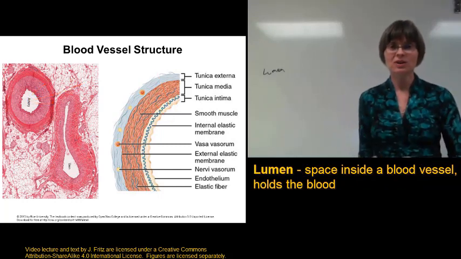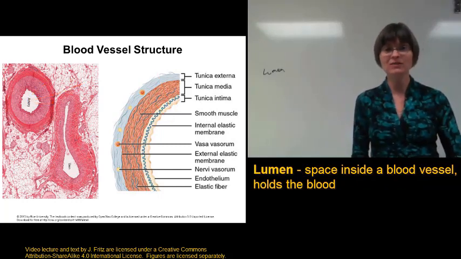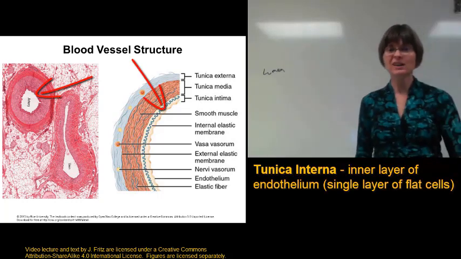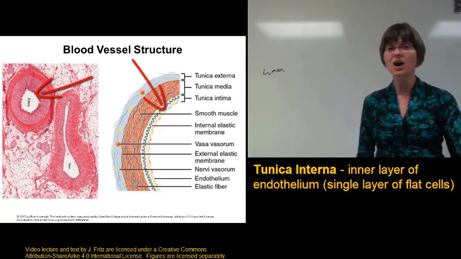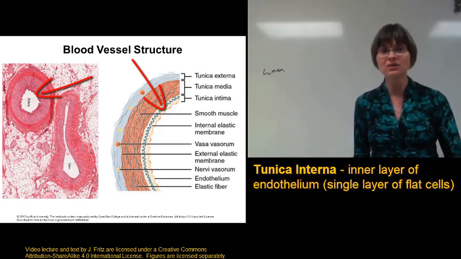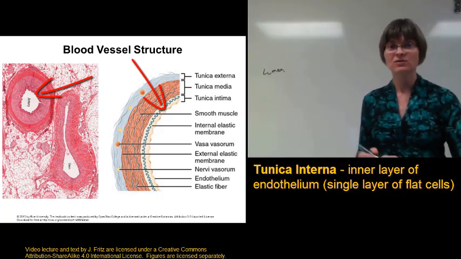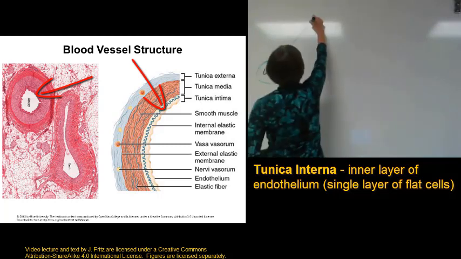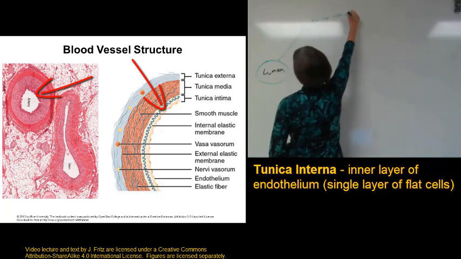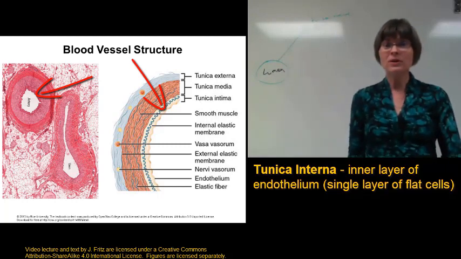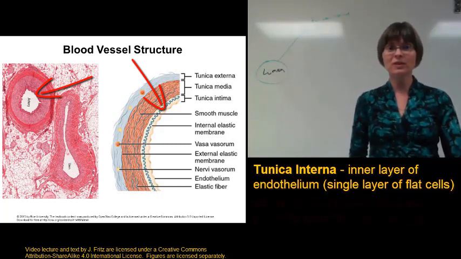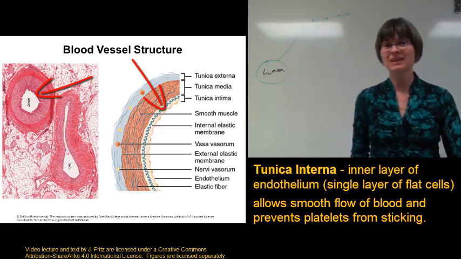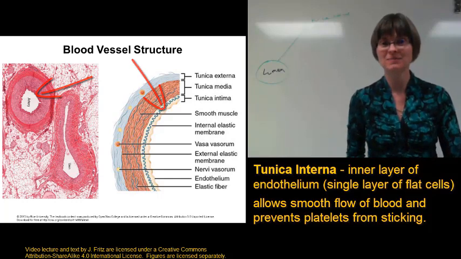The innermost layer of cells lining the blood vessel is called the tunica interna, and the tunica interna, the inside of a blood vessel, just like the inside of the heart, is made of a smooth layer of endothelium, that single layer of flat cells. The importance of that is the same as the importance of the smooth layer inside the heart. It allows for a smooth flow of blood through the blood vessel, and it keeps platelets from sticking so that you can avoid blood clots.